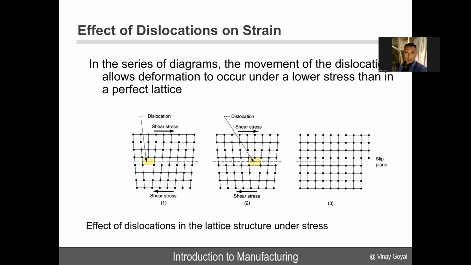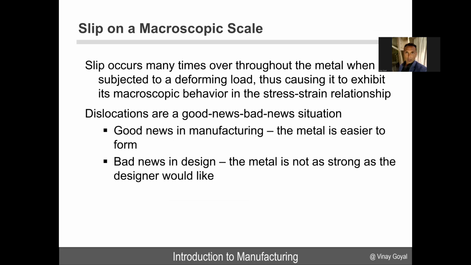So dislocations in a lattice structure can have an effect. Lower stress is required to cause a slip or plastic strain, and that will occur at lower stress compared to a perfect lattice where you have a perfect arrangement with no defects. On a macroscopic scale, the slip occurs many times over throughout the metal when subjected to a deforming load. That causes its macroscopic behavior to exhibit a particular response in the stress strain curve of the material. The stress strain curve is the material behavior and response of a particular metal or material, and we'll talk about that very soon.